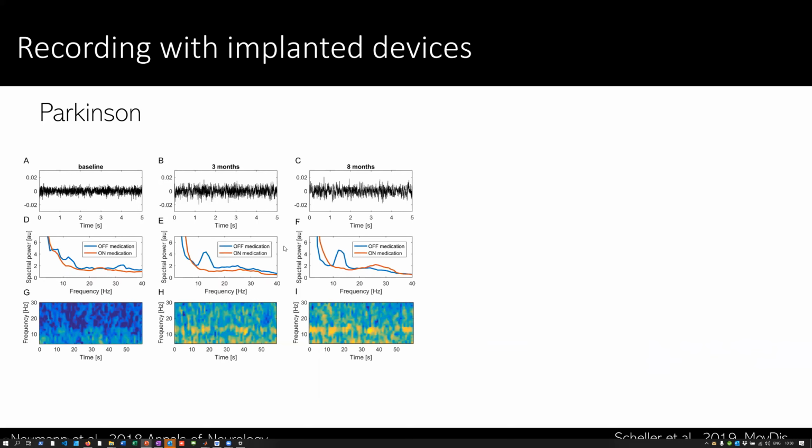And here you can see an exemplar trace of the activity recorded in a PD patient at baseline, directly after the implant, 3 months after the implant, and 8 months after the implant. And here you can see the spectral signature off dopaminergic medication and on dopaminergic medication. And you can see that even over months, this spectral signature with increased beta band activity in the dopaminergic off state replicates very well, and the suppression through medication and modulation is stable over months of stimulation and recording.